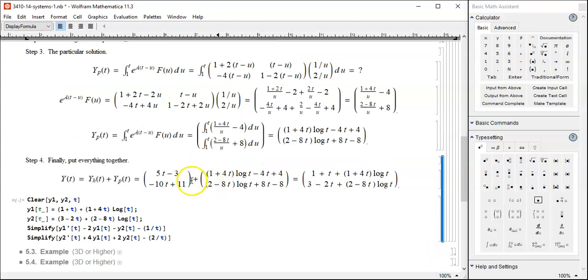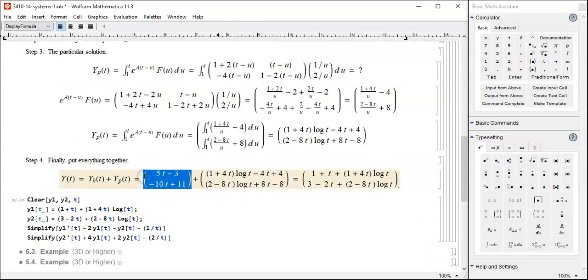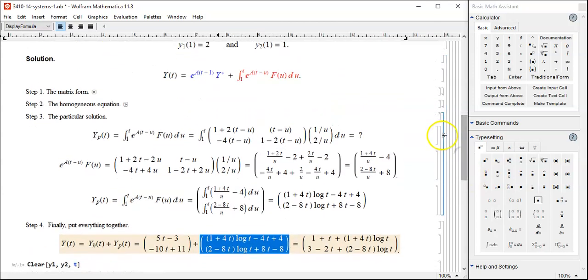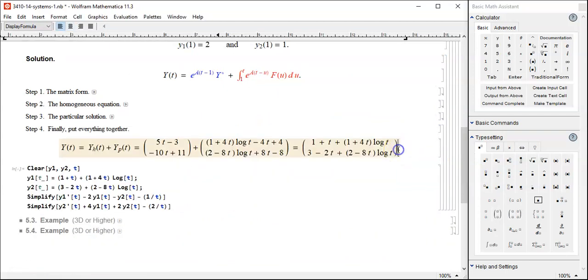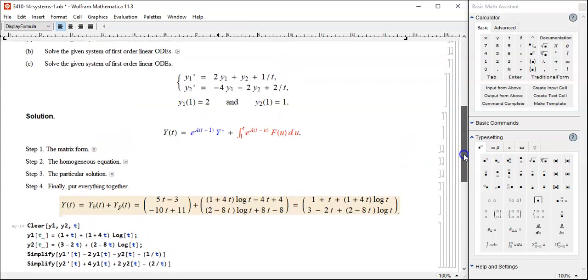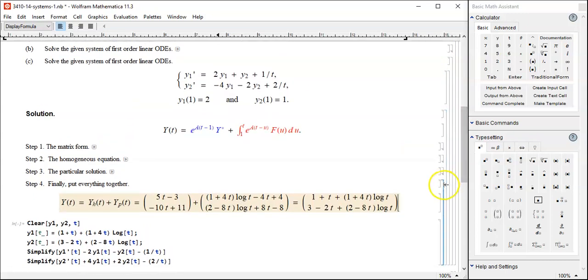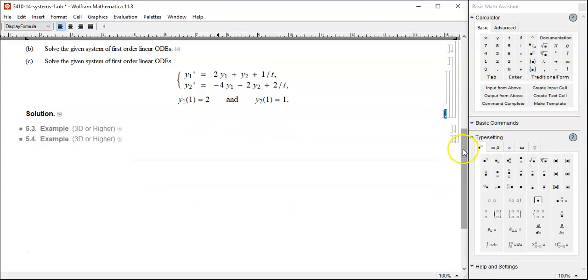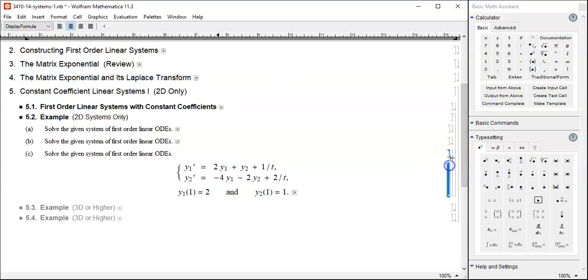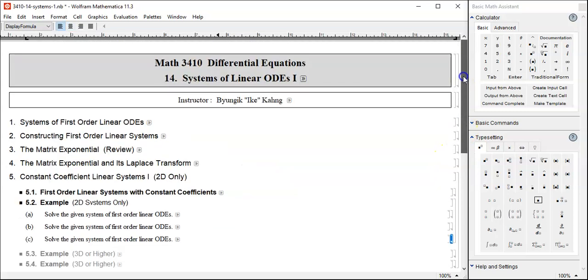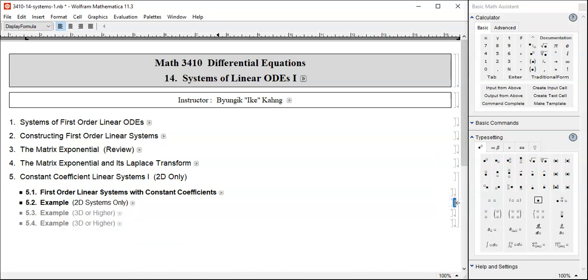Putting those two together, this is the one you got before, the homogeneous part, and this is a particular solution from the non-homogeneous part. Add them together and you get the final solution. That concludes section 5 here. We ended up with a lot of problems on non-homogeneous linear systems with constant coefficients, but only up to 2 dimensions, y1 and y2.